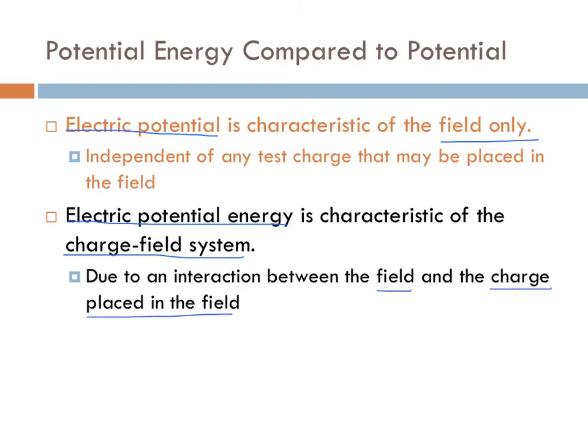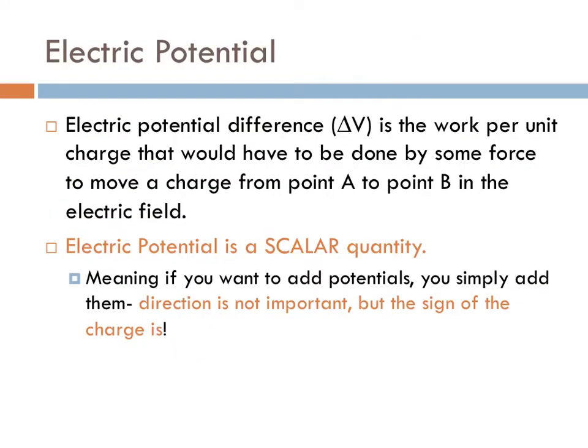in that field. So again, we saw last time that our potential only had to do with the field and the distance, and our electrical potential energy had to do with the charge placed at that potential. So we're going to look a little bit more at electric potential. Again, the difference is the work per unit charge that would have to be done by some force to move a charge from point A to point B in the electric field. And we'll see examples of that in a bit.